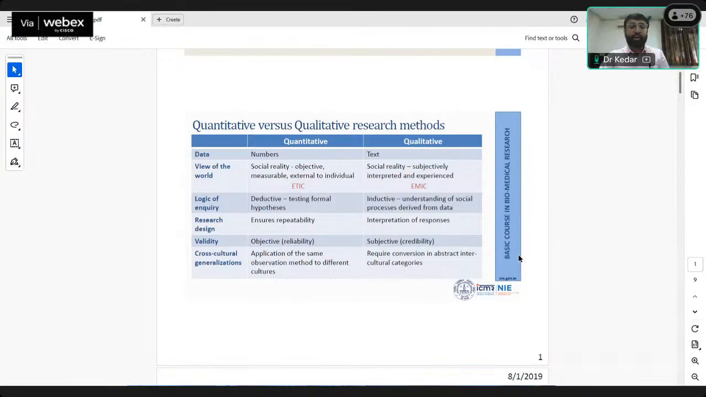Coming to the logic of inquiry, in quantitative methods we are trying to test some formal hypothesis, whereas in qualitative we try to derive certain hypotheses. So that is the main difference between quantitative methods and qualitative methods.